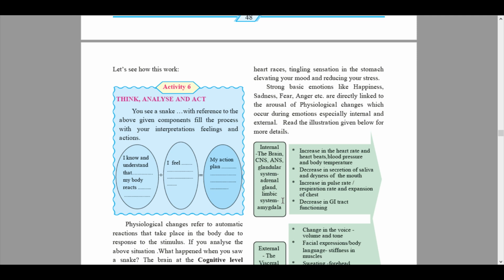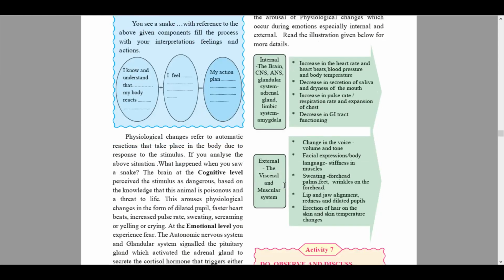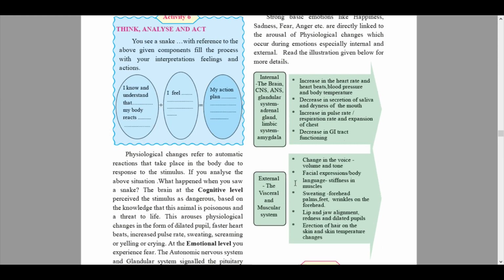Strong basic emotions like happiness, sadness, fear, anger, etc. are directly linked to the arousal of physiological changes which occur during emotions, especially internal and external. Read the illustrations given below for more details. So these are the details given to us for the internal and external changes we'll be feeling. Here we have the internal ones: the brain, CNS, ENS, glandular system, adrenal gland, limbic system, amygdala. So these are our internal systems that will represent our emotions.